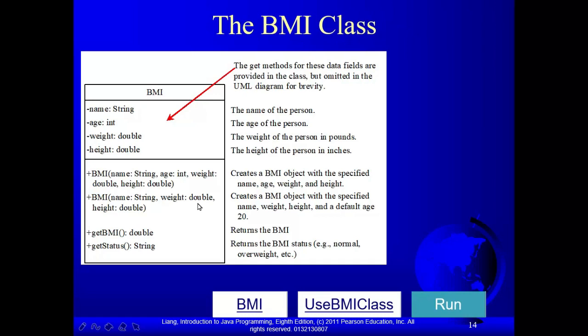Using these variables, age, weight, height, or weight and height, we can calculate BMI, and also we can get status regarding BMI. And status means whether BMI is normal, overweight, etc. Let us see the implementation details of BMI.